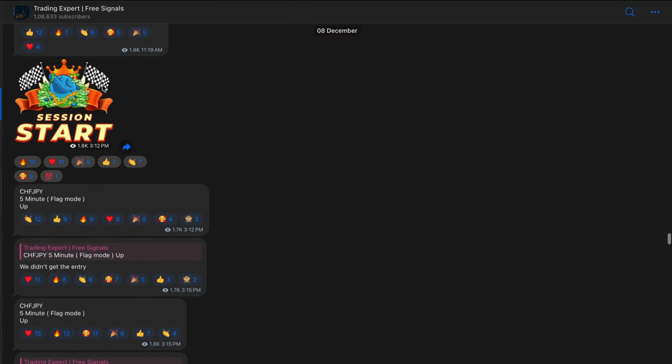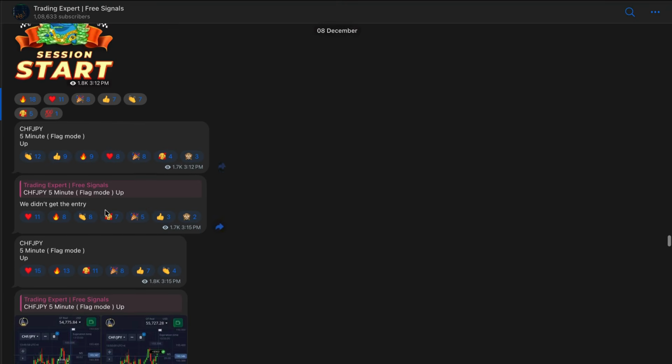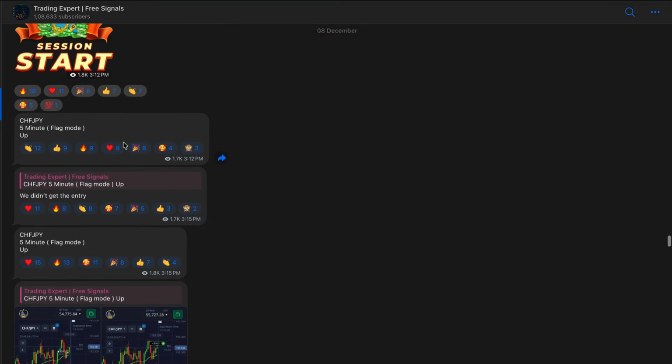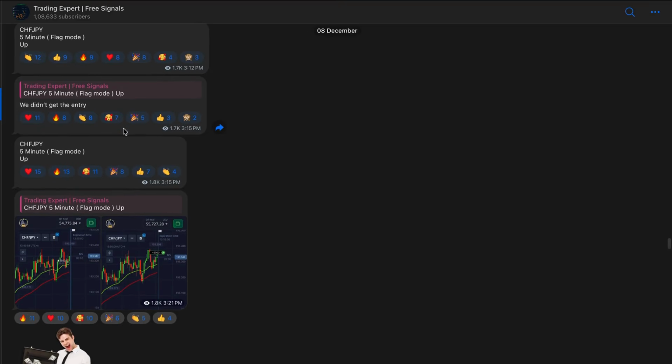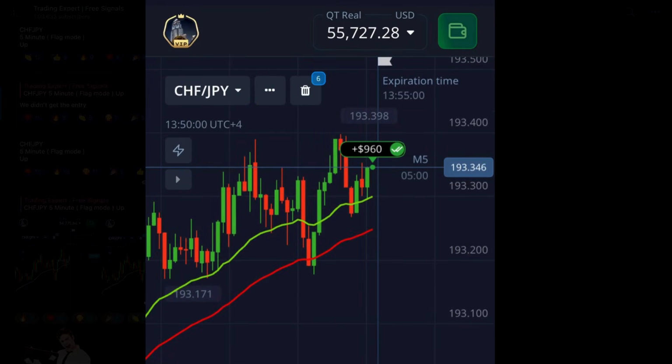So the session started right here, and our first signal was for CHFJPY 5 minutes up flag mode. In this, we didn't get the entry, so we skipped this trade. The next trade was for CHFJPY 5 minutes up. This was a very good win.